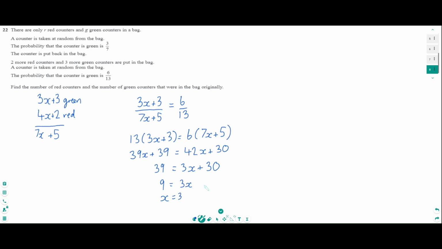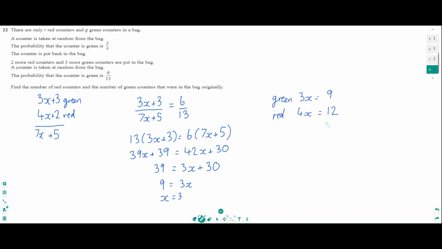So we get x is equal to 3. So the counters that were in the bag originally were 3x. So for green, we've got 3x, which is equal to 9. And for red, we've got 4x, which is equal to 12.